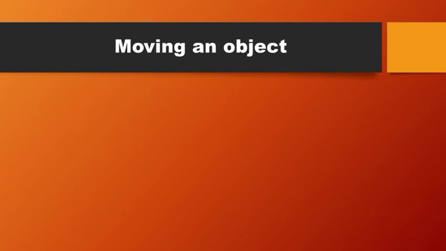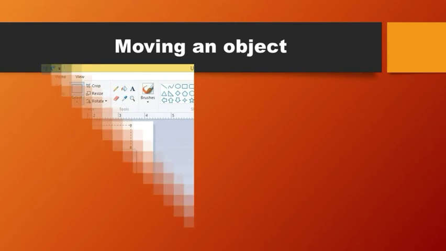Moving an object. We may want to change the location of an object in our drawing. Instead of erasing it and redrawing it in another location, we can simply move the object to the desired location. We can do this using the Cut option. To move an object, follow these steps.